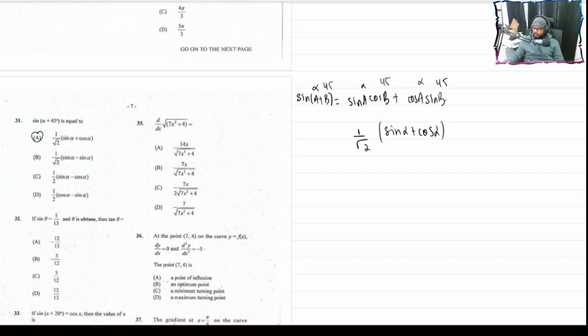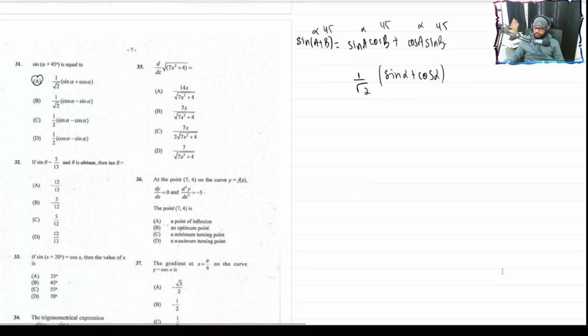Number 32. If sine theta is equal to 5 on 13 and theta is obtuse, so obtuse means it's in the second quadrant, which means only sine is positive. I'm expecting tan to be negative in the second quadrant. So I know either A or B is the answer. If this is theta, sine theta is opposite, which is 5, over hypotenuse, which is 13. The adjacent here is going to be 12. This is a Pythagorean triplet. Tan is opposite over adjacent, which is 5 over 12. And I know that our tan needs to be negative. So the answer is B.